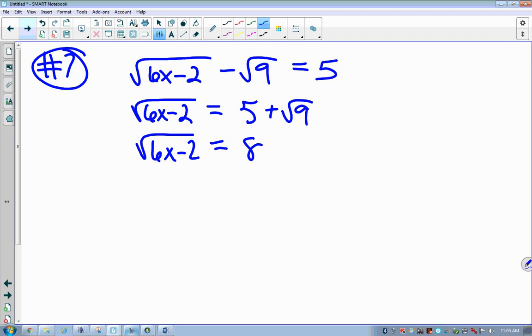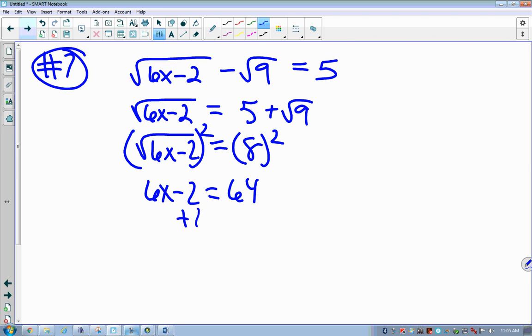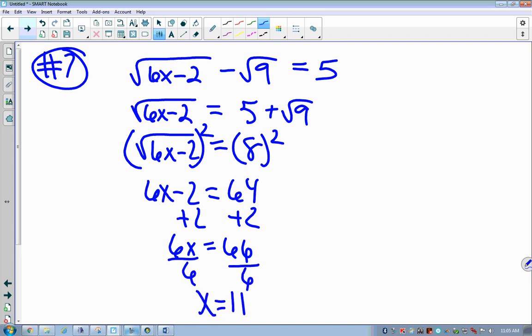And if I want to get rid of the square root on the left, how can I do that? Square it. Square both sides. So I got 6x minus 2 equals 64. Add 2, 6x equals 66. Divide by 6, x equals 11. Do we feel silly? It's exactly what you did, but oh, you know exactly what you did.